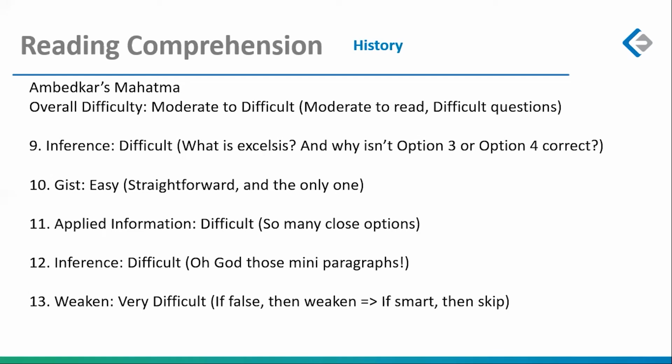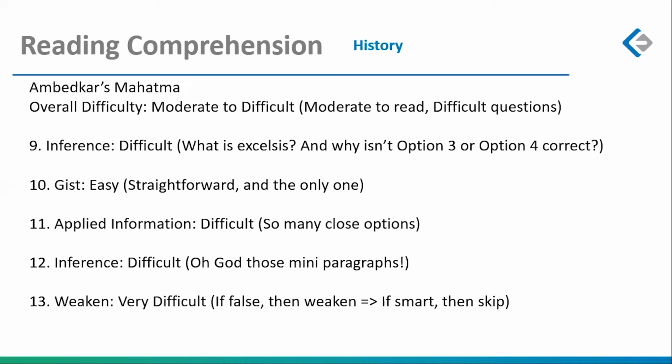But compared to the 10th question, the gist question, you had a 13th question, which was if false, then weaken. And in case you haven't realized yet, this is a question that you always want to attempt at the end, if at all. If you're not great with verbal logic, if you're not great with weaken questions, please avoid this question. Just make it a benchmark that you want to avoid this question unless there is nothing else to do in the entire section. So we had an applied information question, which was difficult.